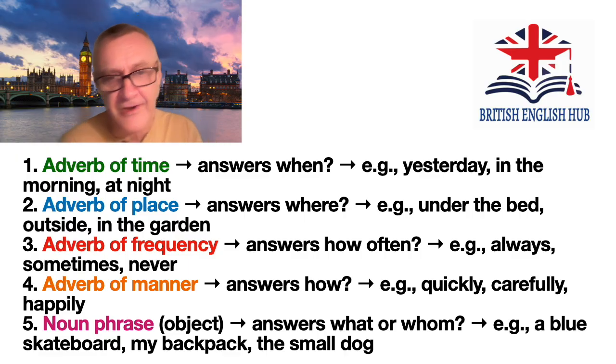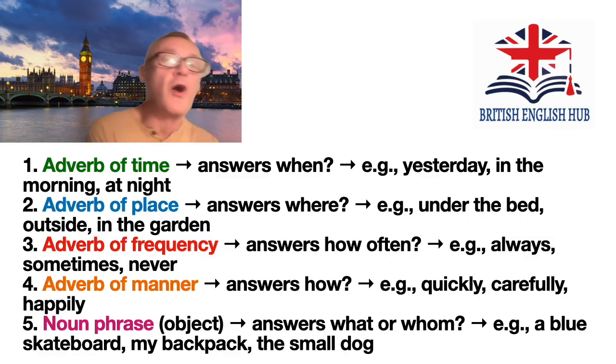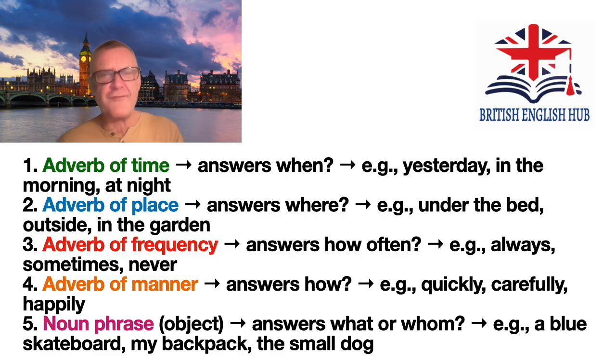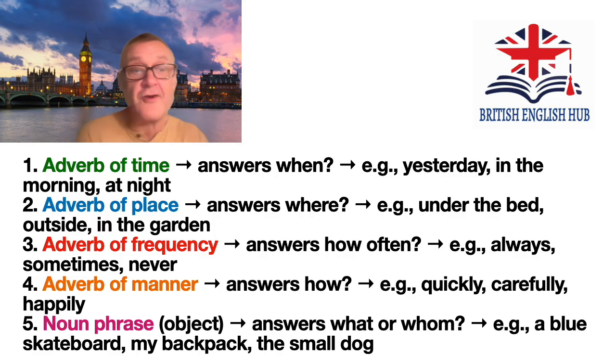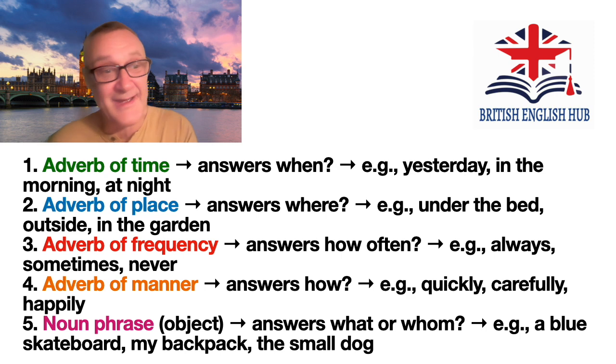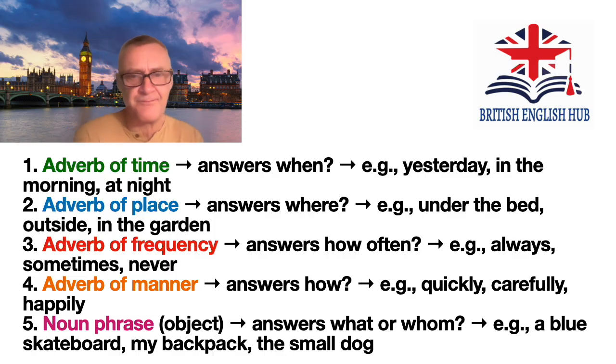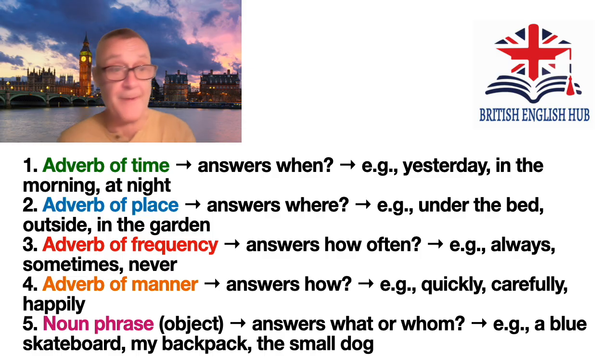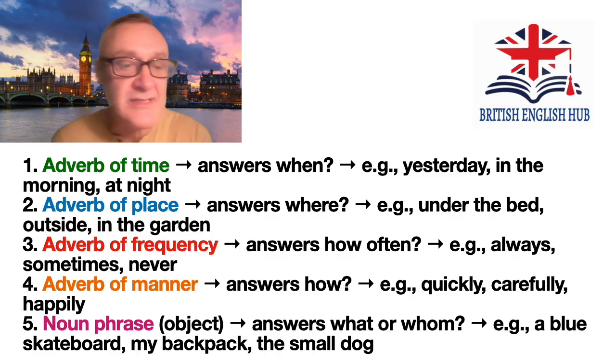Okay, adverbs of frequency. We know about adverbs of frequency: always, sometimes, never, often, rarely. There are quite a few of them. Seldom is commonly used. Hardly ever as well. Adverbs of manner. Now, an adverb of manner is an adjective plus ly. That's basically what it is: quickly, carefully, happily. Okay, so we add those to most actions, most verbs, as I'll explain in a bit. And then finally the noun phrase, which is the object.